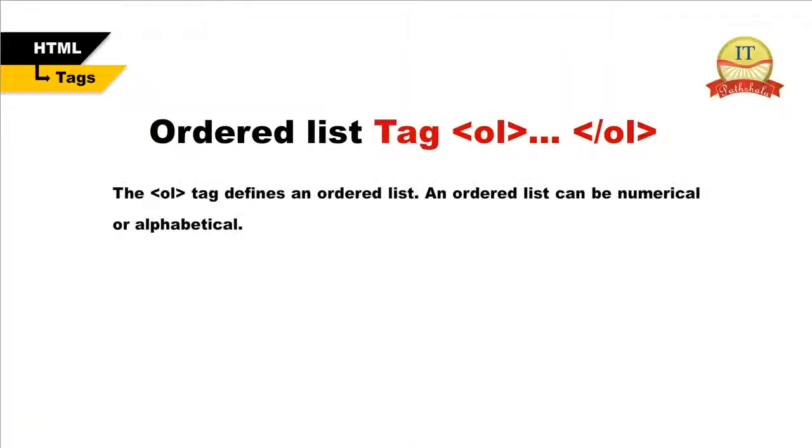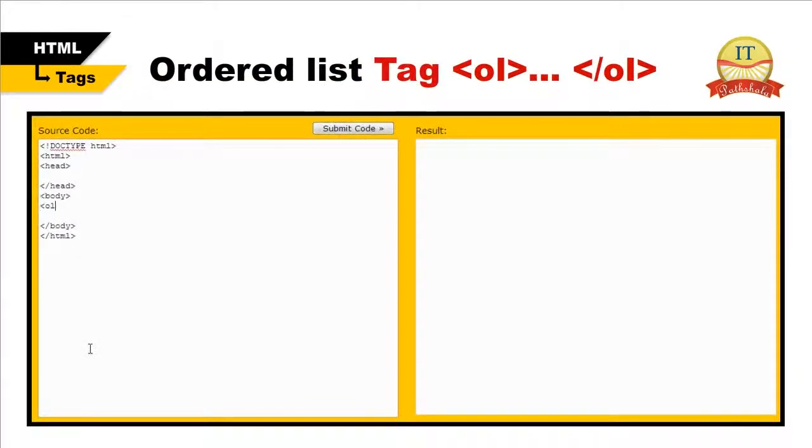OL or ordered list tag. The OL tag defines an ordered list. An ordered list can be numerical or alphabetical. In the following example, we shall create a numerical ordered list using the OL tag.